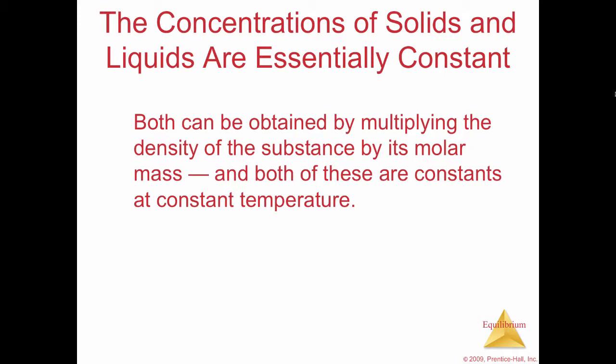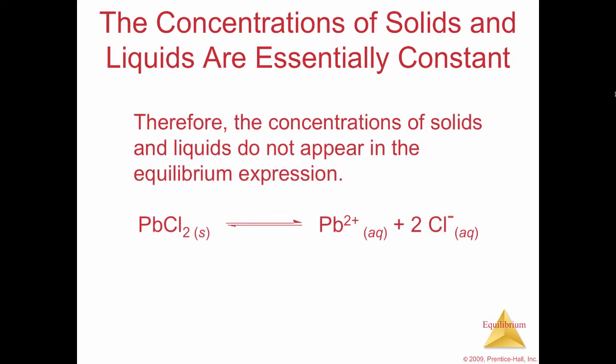Whenever a pure solid or pure liquid is involved in a heterogeneous equilibrium, its concentration is not included in the equilibrium constant expression. The concentrations of solids and liquids are essentially constant. Both can be obtained by multiplying the density of a substance by its molar mass, and both of these are constants at constant temperature. Therefore, the concentrations of solids and liquids do not appear in the equilibrium expression.